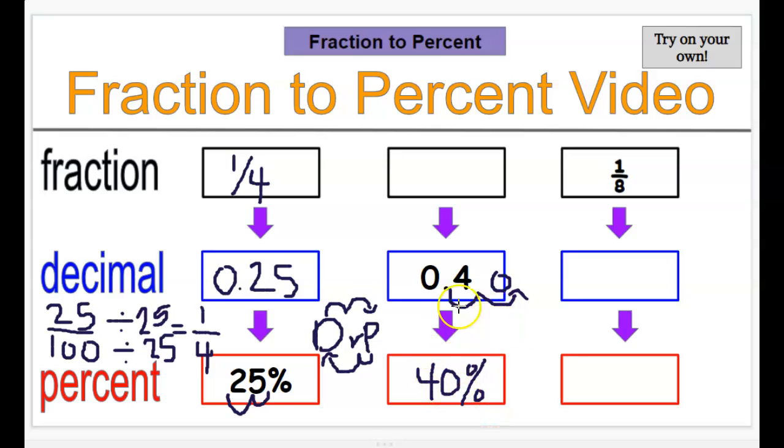Now that we're here, if you heard me when I read it, I said 0 and 4 tenths. Now, this is not simplified because 4 tenths can both be divided by 2. So if I were to divide the top by 2, I would get 2, because 2 times 2 is 4. And then 10 divided by 2 would get me 5. So that would be my simplified fraction.